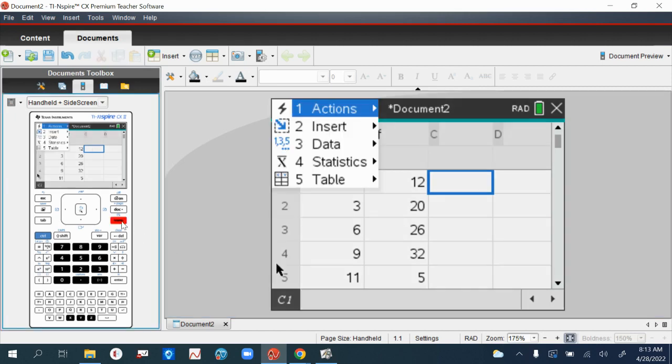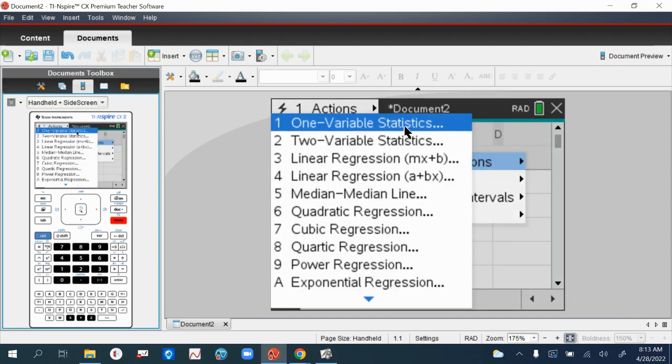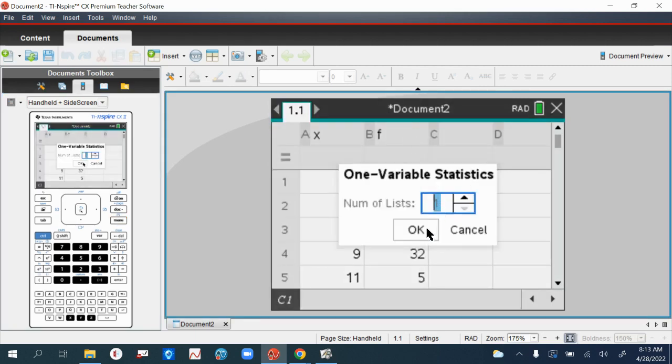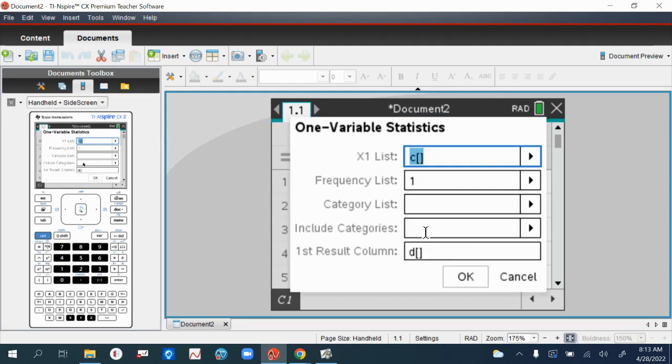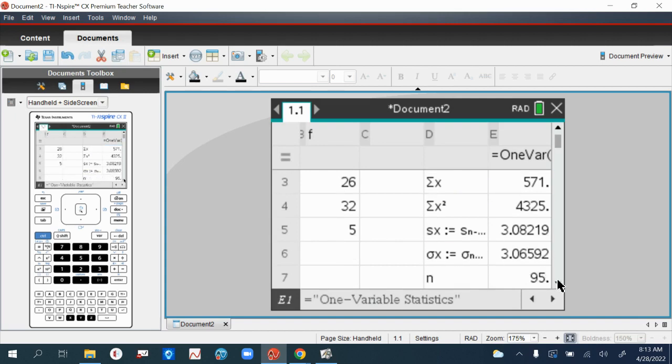As hopefully we recall, one way of doing it is going to stat calculations, one variable stats, and then clicking on OK. Select your list. The first one is X, and the second one, the frequency list, is F, and then click on OK. Make sure you clicked on one free cell beforehand, and that's it. It's utterly ridiculous. These are the easiest marks you'll ever have.